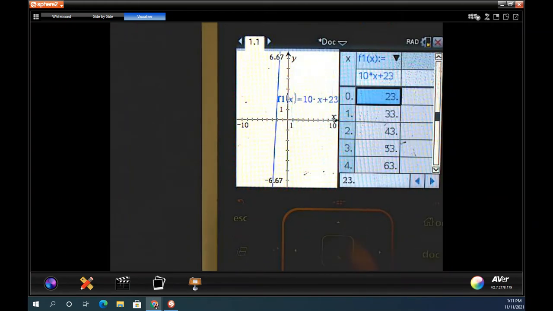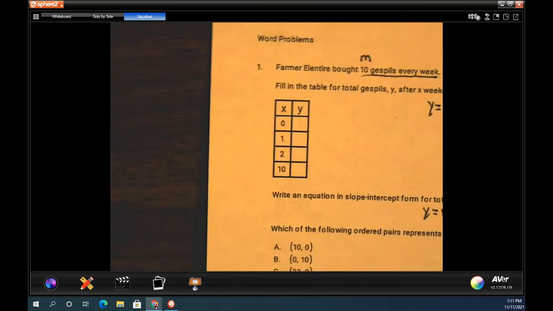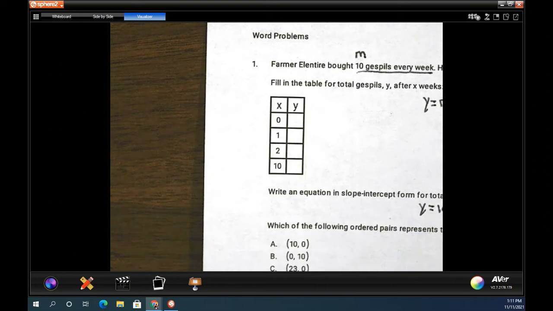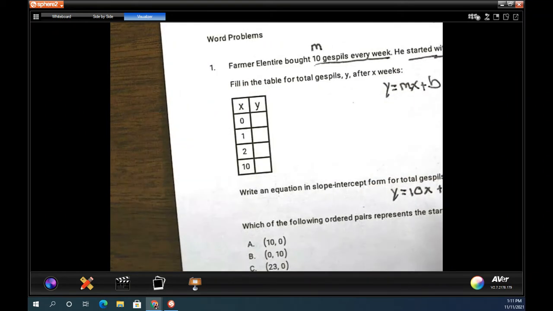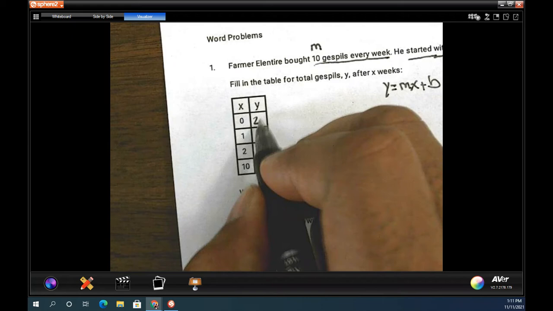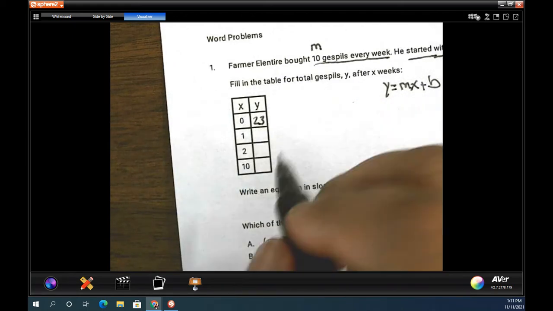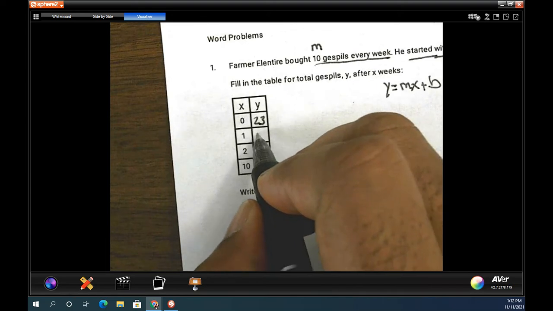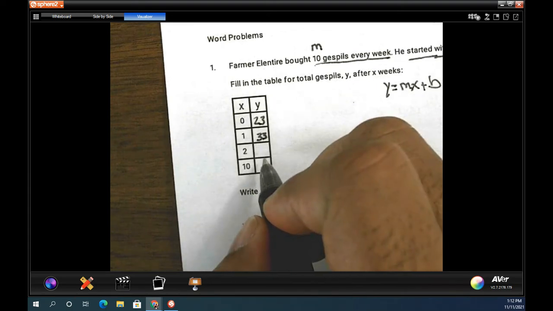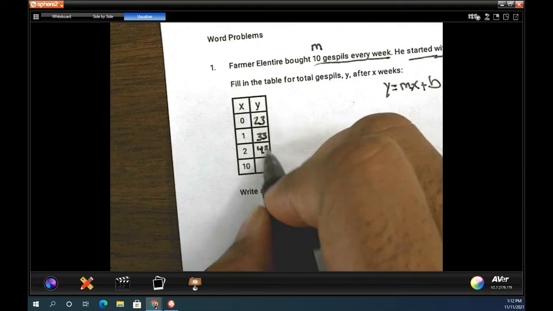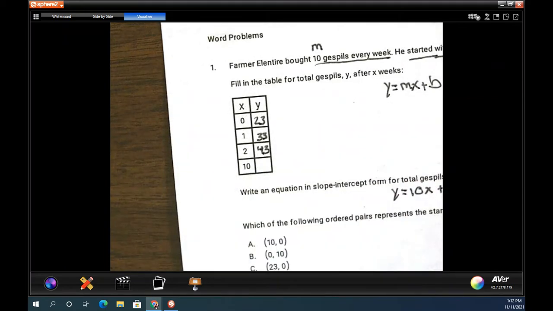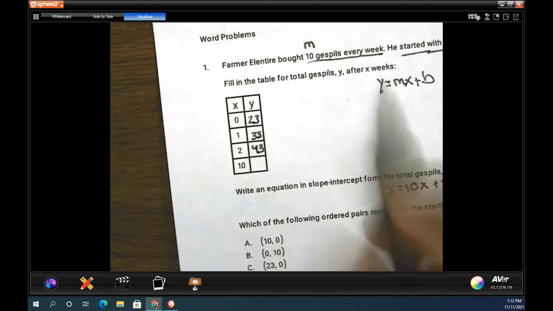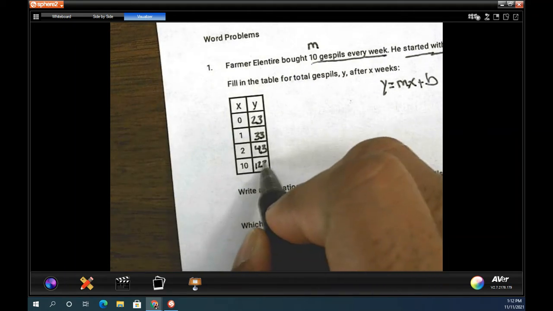Here's the thing. Scroll up to 0. We don't need it for 0 because that's your y-intercept, 0, 23. Then you just look down. At 1, what's the number? 33. At 2, 43. Now you got to scroll all the way down to 10. And at 10, what do you have? 123.